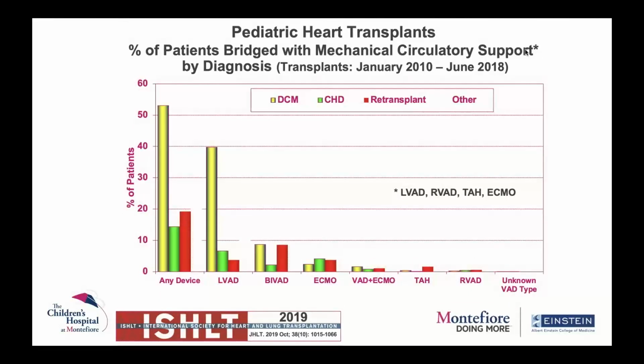Now we can also look at what types of patients are getting this kind of circulatory support or VADs. If you look at the second graph here, which is LVAD, the left ventricular assist device, which is the most common one, the yellow are the patients who have dilated cardiomyopathy. The green are the patients who have some form of congenital heart disease. And red are the patients who are requiring a retransplant. So over here, you can see that dilated cardiomyopathy is the most predominant diagnosis for patients who require an LVAD, or who are being bridged with an LVAD to transplant.